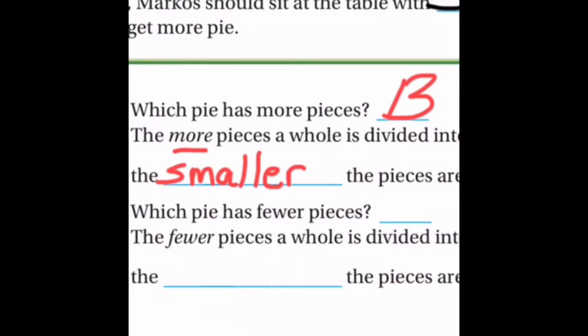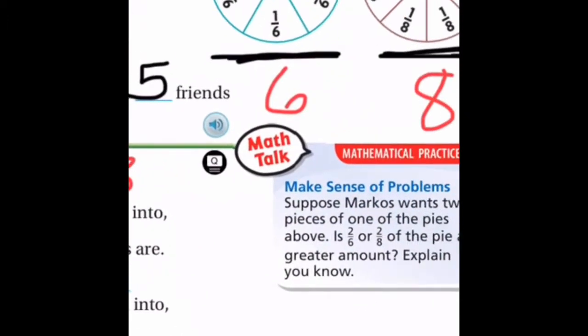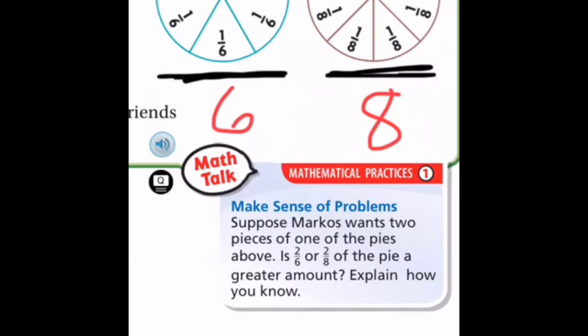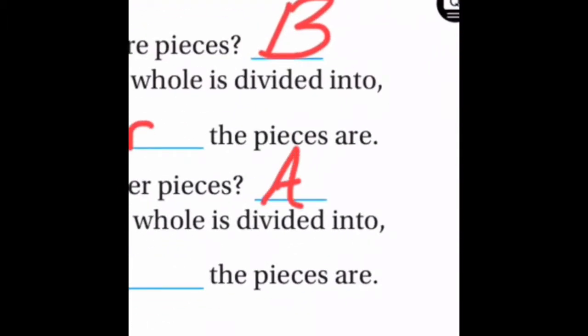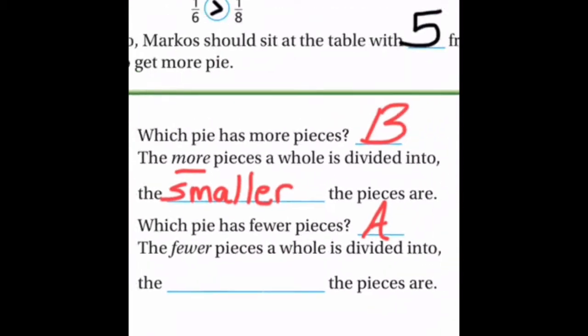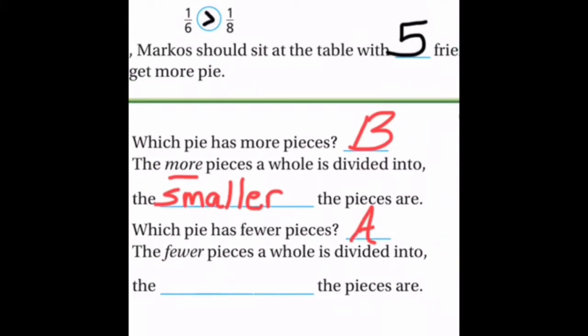Question 2. Which pie has fewer pieces? Again, pie A had 6, pie B had 8. So pie A has fewer. And the fewer pieces a whole is divided into, the larger the pieces are.